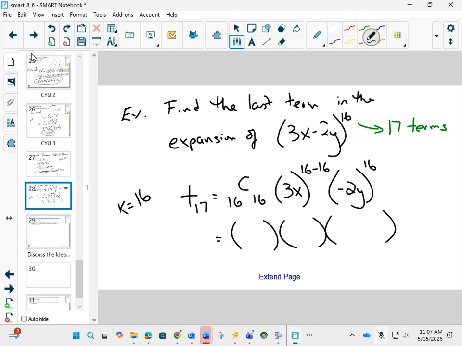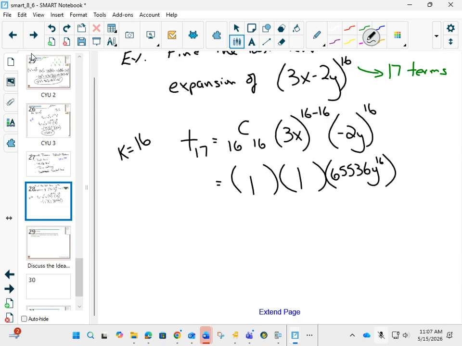16 choose 16, that's mental math. You can do that one. 1. This is going to be 3x to the 0, which is 1. Then 2 to the 16. Will it be negative or positive here? Positive because it's an even power. And 2 to the 16 is 65,536. And then you'd also have y to the 16. So now you can multiply all those together, which there's really not much work to do. It's only that much. I know, it seems like it should be much higher, eh? And that would be the last term.